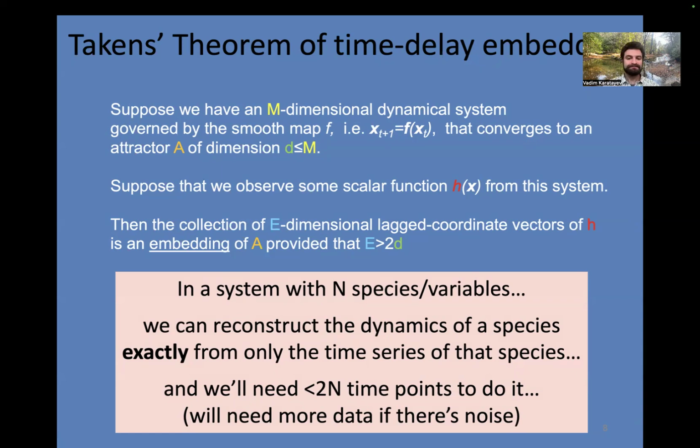Okay, if the time series are deterministic. In practice, with noise, we'll need more data. But the upshot is that with a pretty short time series, we should be able to reconstruct the dynamics of a system exactly.